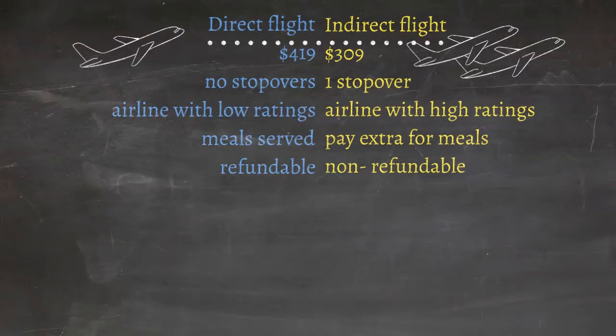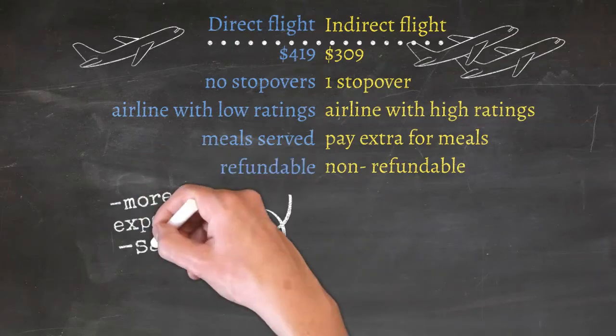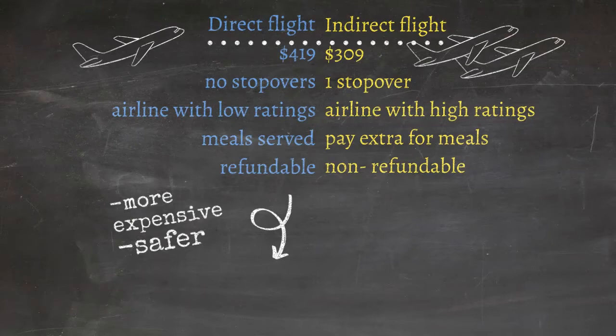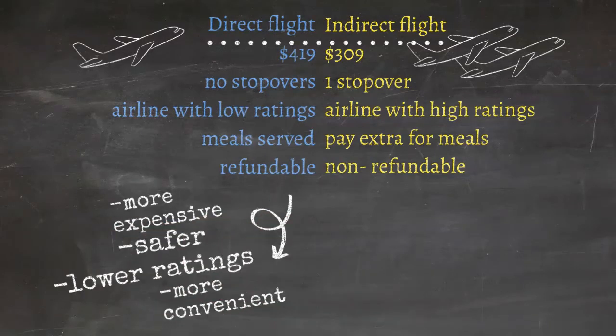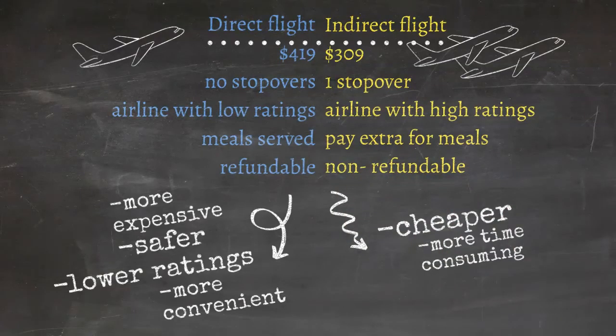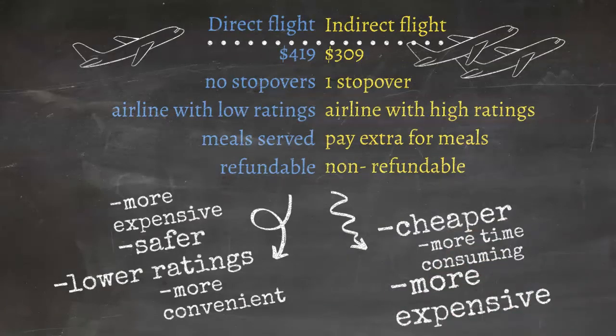So, when we compare these two options, we can see that the direct flight is obviously more expensive, but it's also safer. That is, just in case you need to cancel the flight, in that case, you will get your money back. It's also more convenient because it is a direct flight after all. The indirect flight is obviously cheaper and it's also more time consuming. It could also be more expensive in case you have to pay extra for meals or in case you have to cancel the flight because it's a non-refundable ticket.